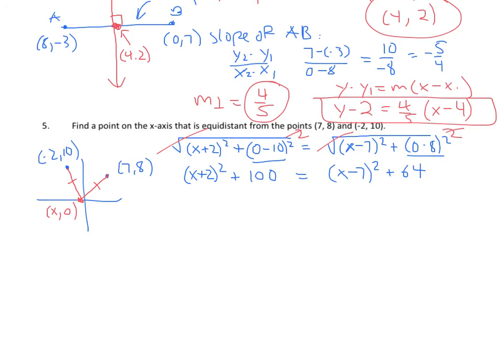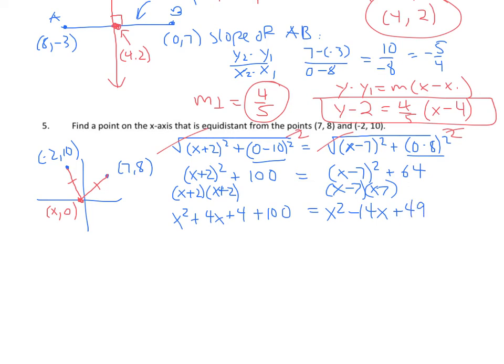To solve this equation, it's quadratic. I'm going to have to multiply this out and get all my terms to one side. So x plus 2 squared, x plus 2 times x plus 2 gives me x squared plus 4x plus 4 plus 100 equals, and then I have to do x minus 7 times x minus 7, and that gives us x squared minus 14x plus 49 plus 64.